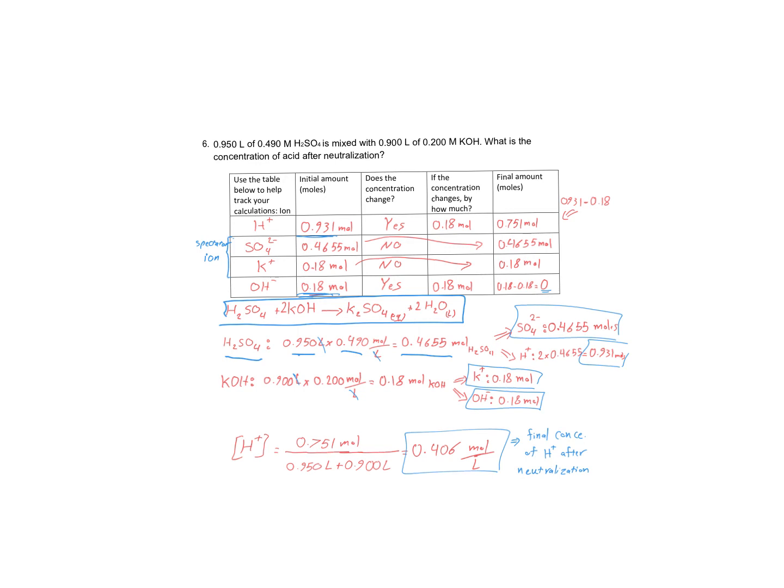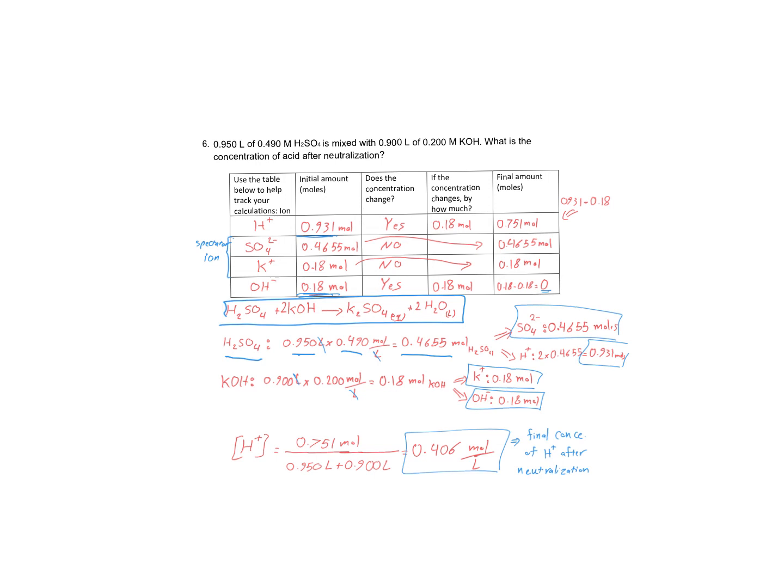So the final amount of moles for OH is 0 because you used up all of it. For H, which is your excess reactant, air quotes, excess reactant, so how much left is your initial minus the change. So it's 0.931 minus 0.18, and that will be 0.751 moles. So that's your final amount of H plus.